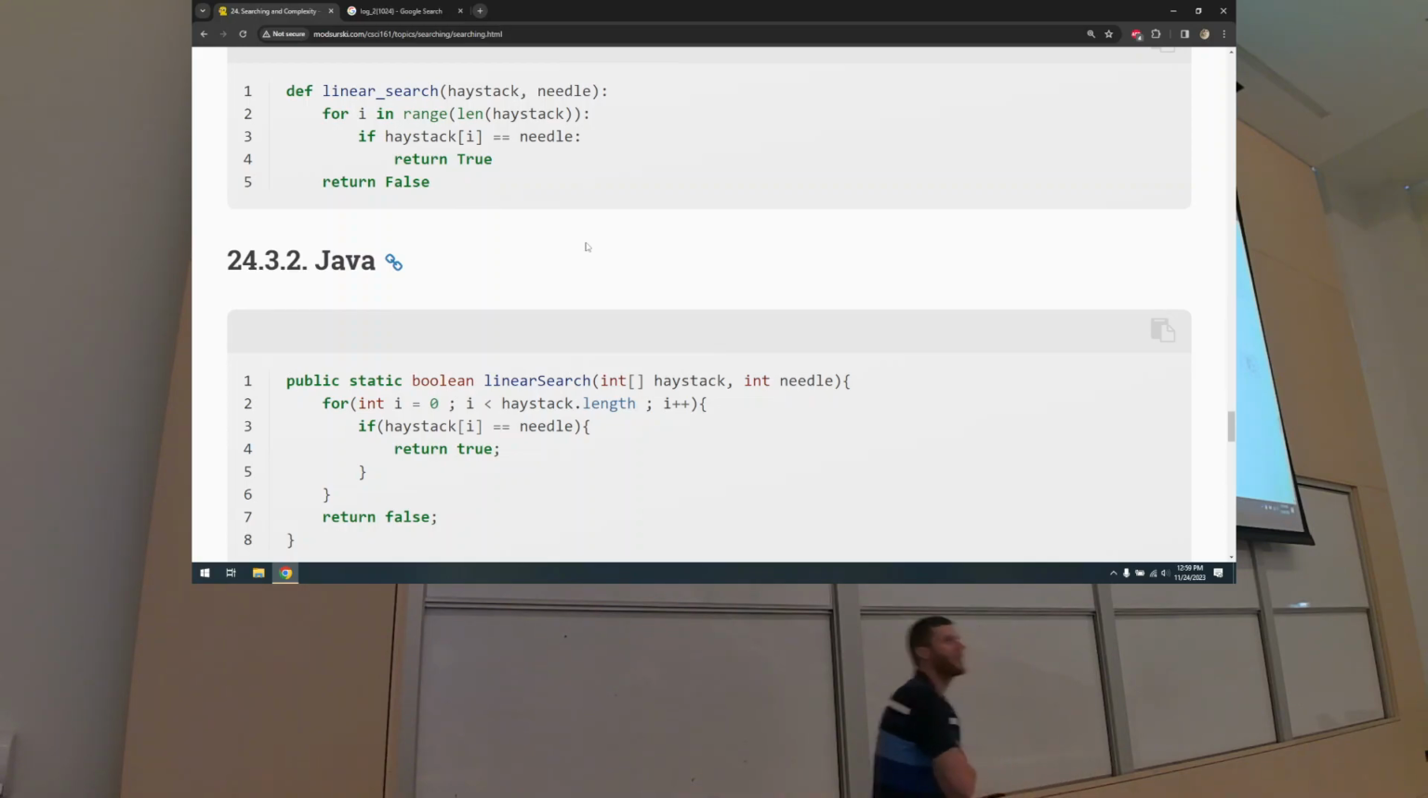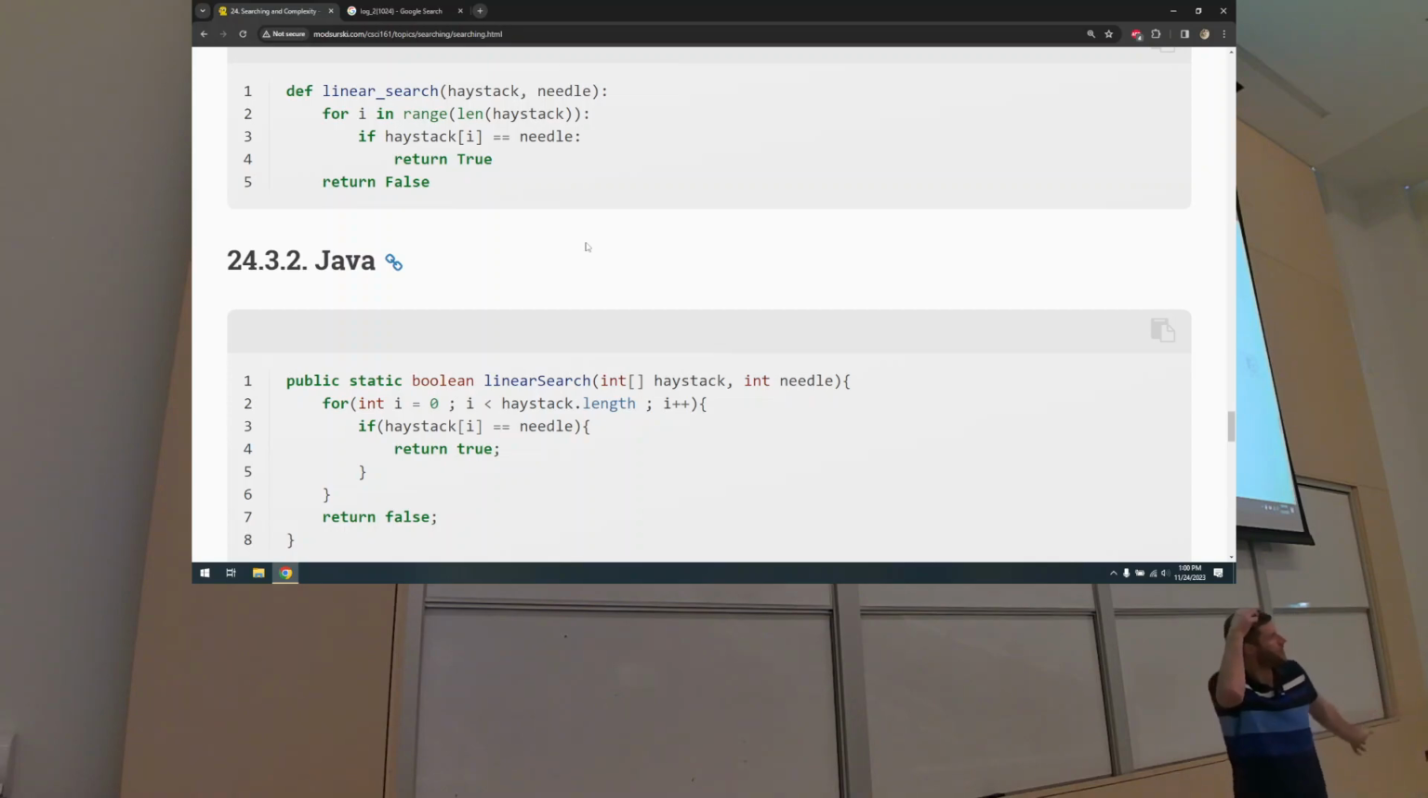There are obviously syntactic differences here, but in terms of what it means, definition of the function, loop over the contents of the array, check if each thing in the array is the thing I'm looking for. If it is, return true. Otherwise, keep going. If I ever get to the end, return false. The algorithm is exactly the same. The algorithm is identical. The syntax is what's different. Any other questions about this?